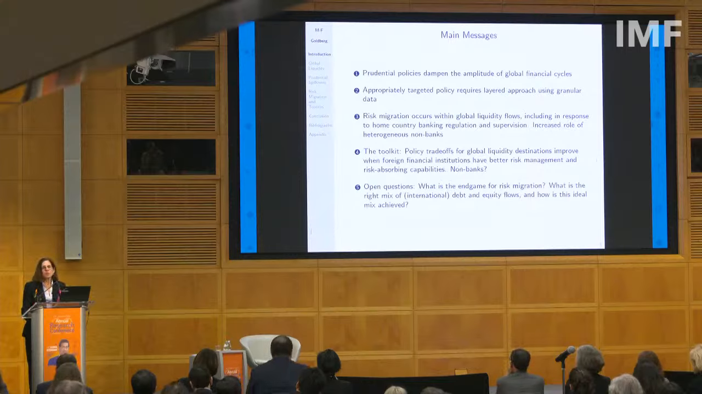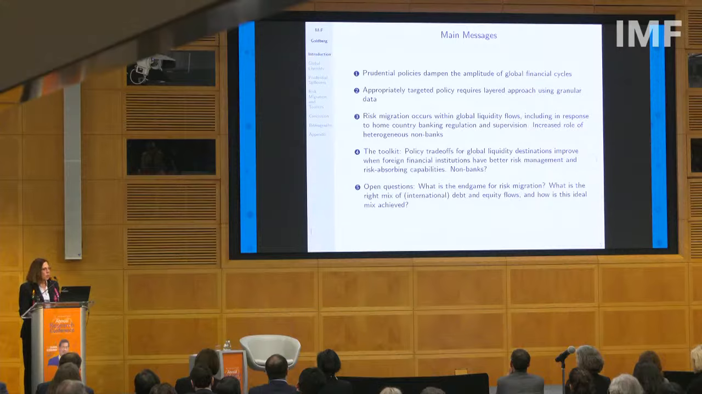I'll conclude with some open questions today for all of you in the policy communities and in the research community. And that is, what is the end game for risk migration? What is the right mix of debt and equity flows? And how is this ideal mix ultimately achieved?